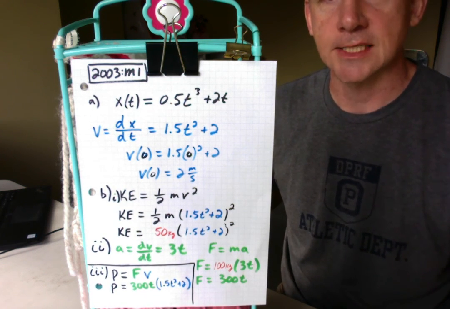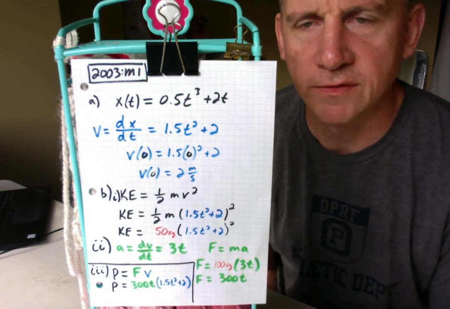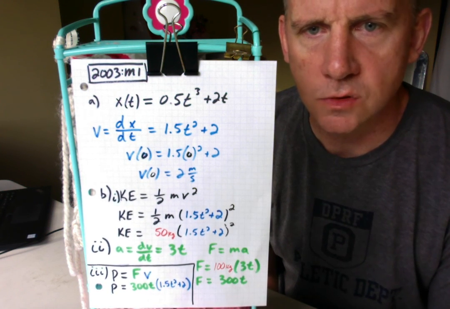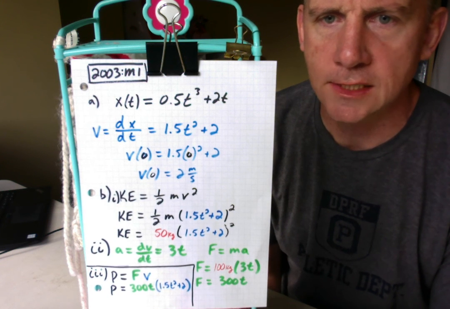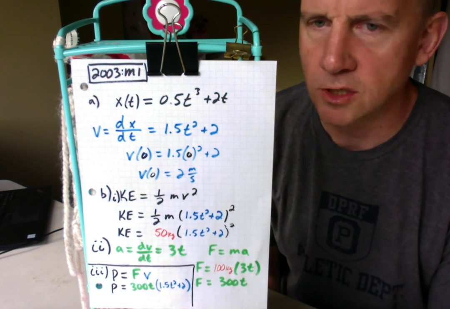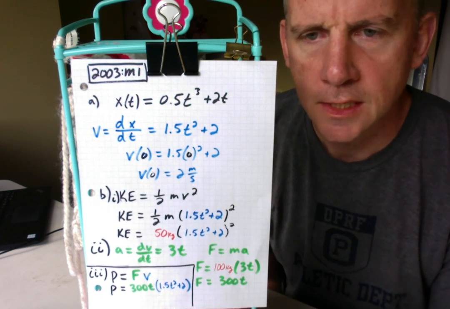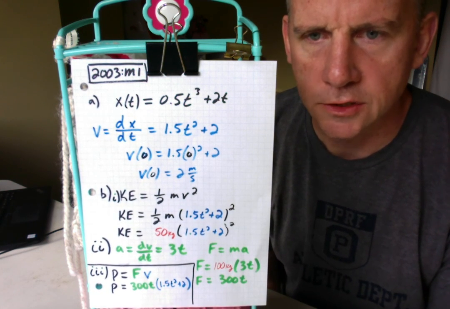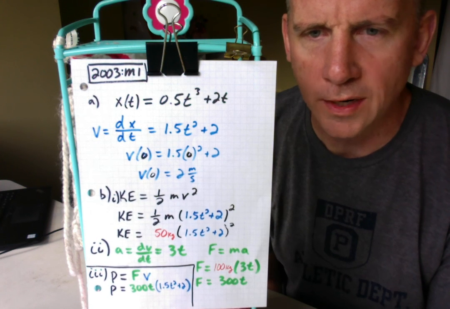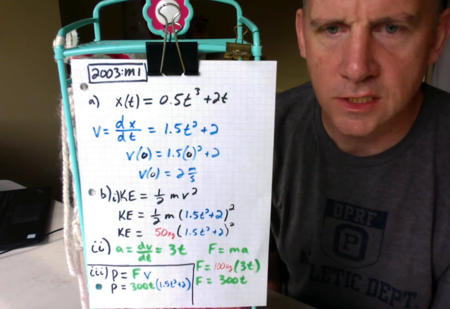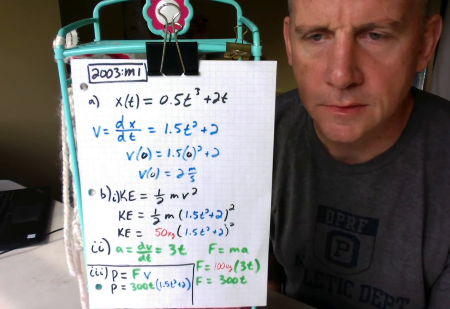If we want the velocity and we're given a position function, we just take the derivative of that function to get our velocity. So 1.5 t squared plus 2 is our velocity. If we want a velocity at time 0, we just chuck in a 0, and we got 2 meters per second. Fantastic. Then they ask for the kinetic energy. Well, kinetic energy is just 1/2 mv squared, but we want it in terms of t. So if we can define v in terms of t, we can just chuck it on in there.